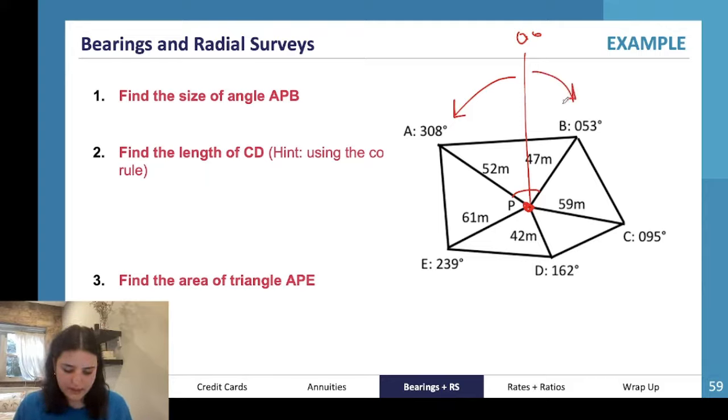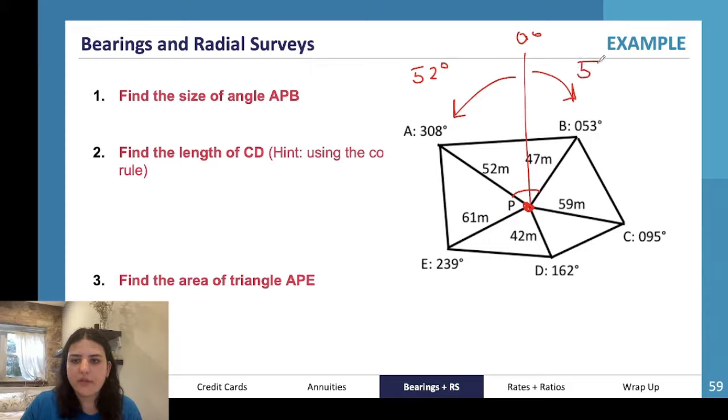So 360 minus 308 is 52 degrees, plus 53 degrees on this side. So our final answer is going to be 105 degrees for angle APB.